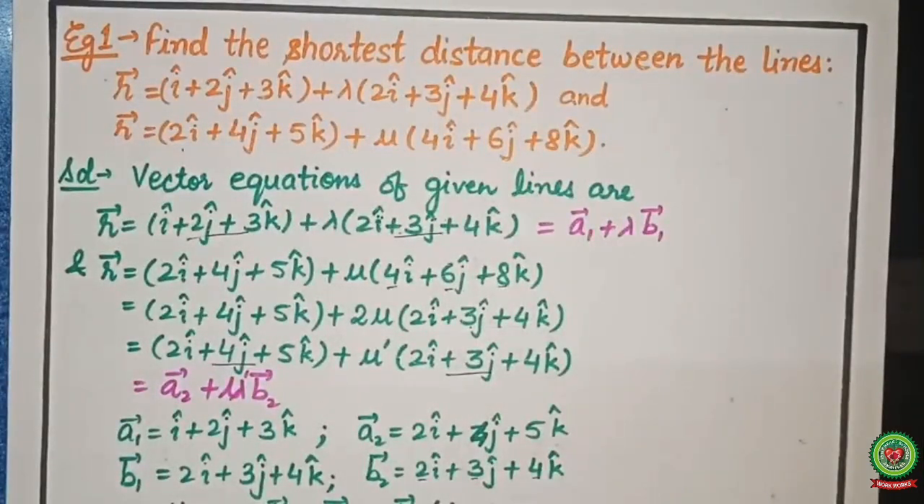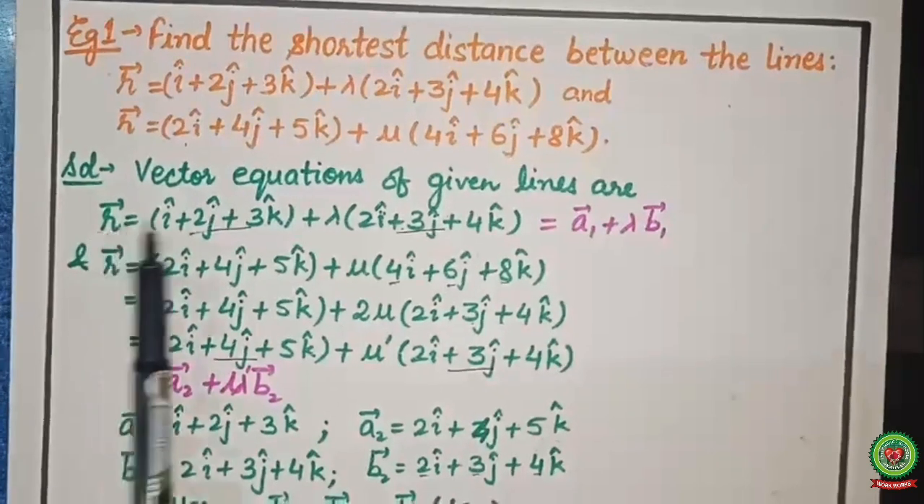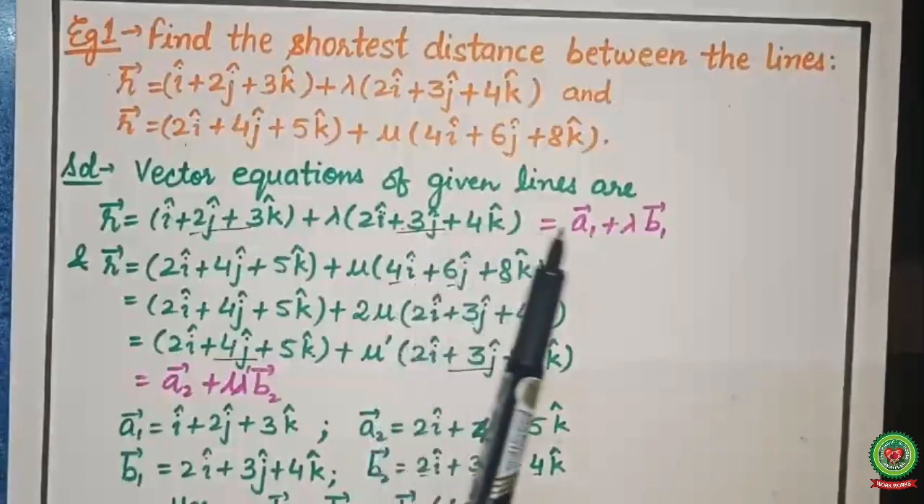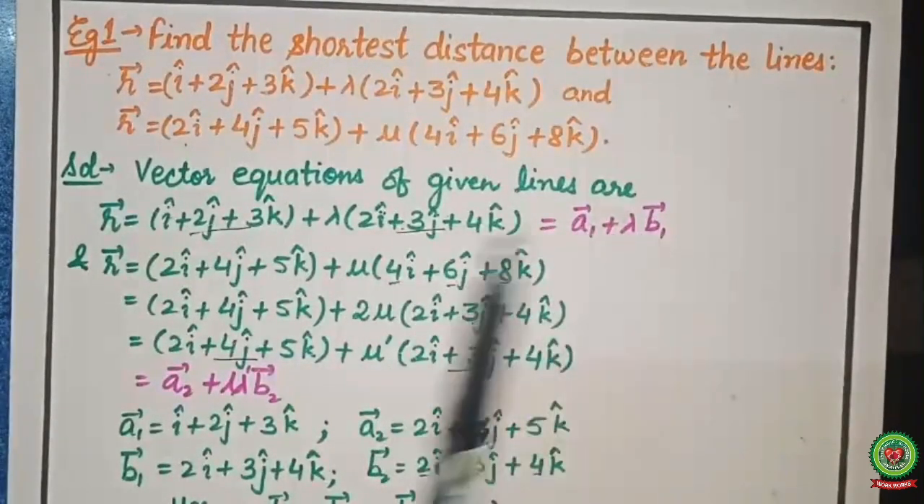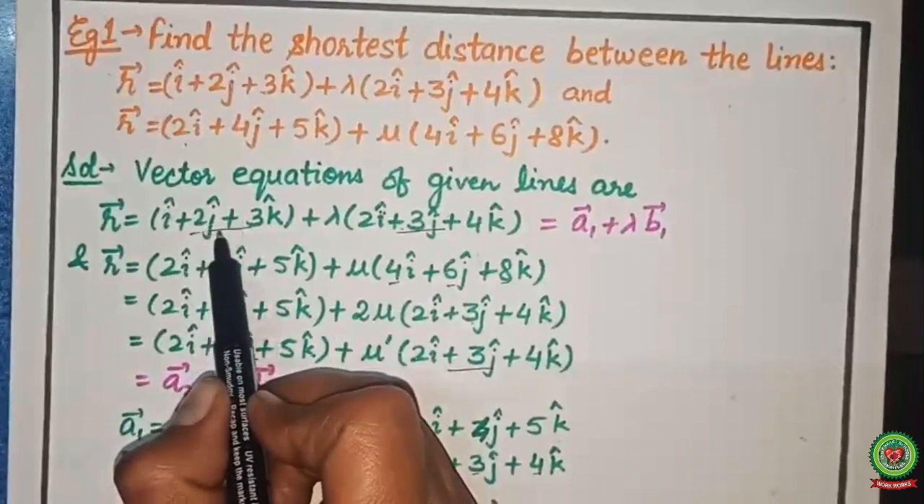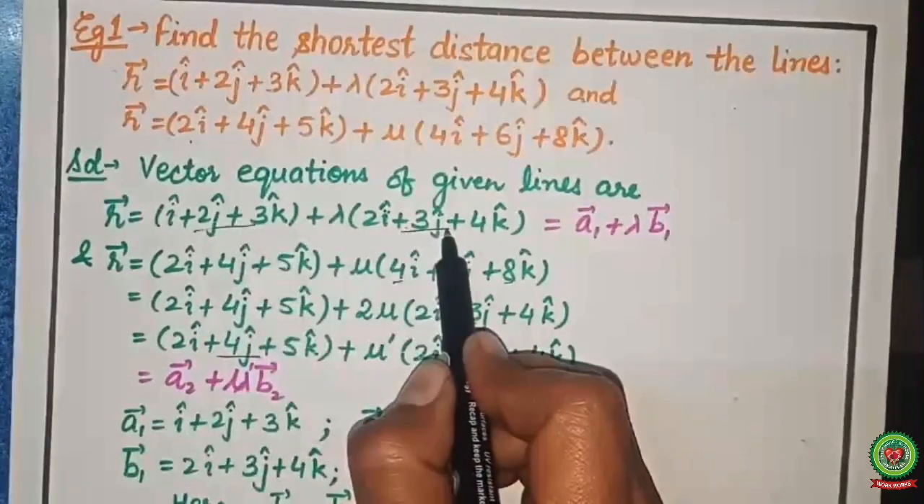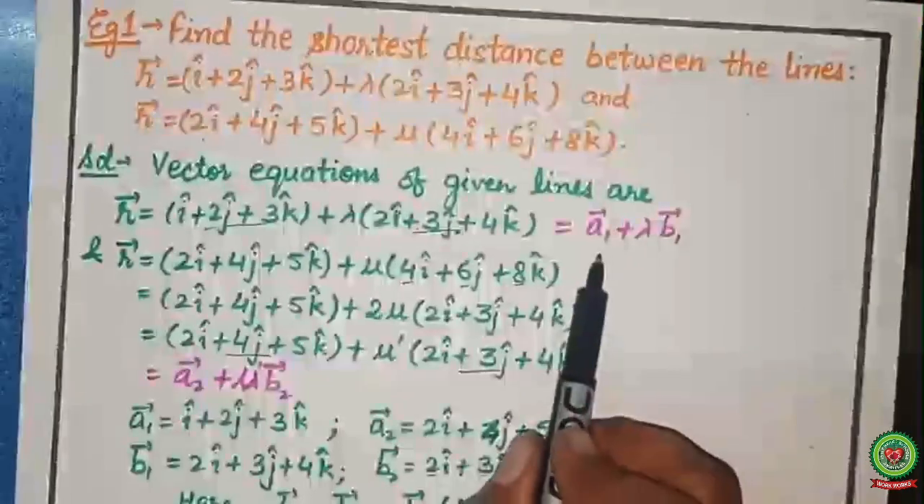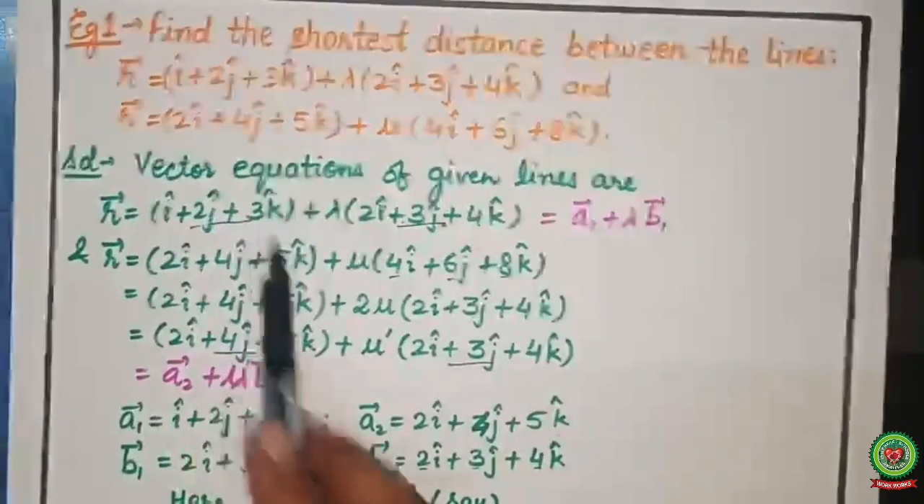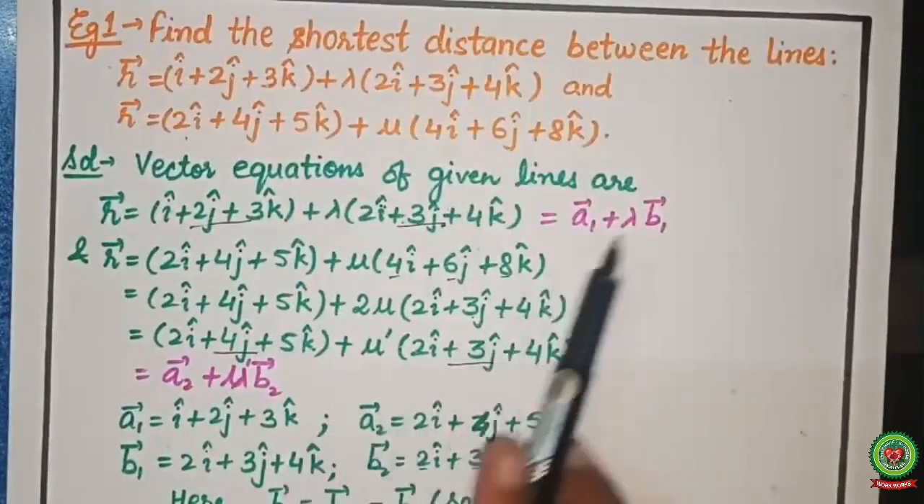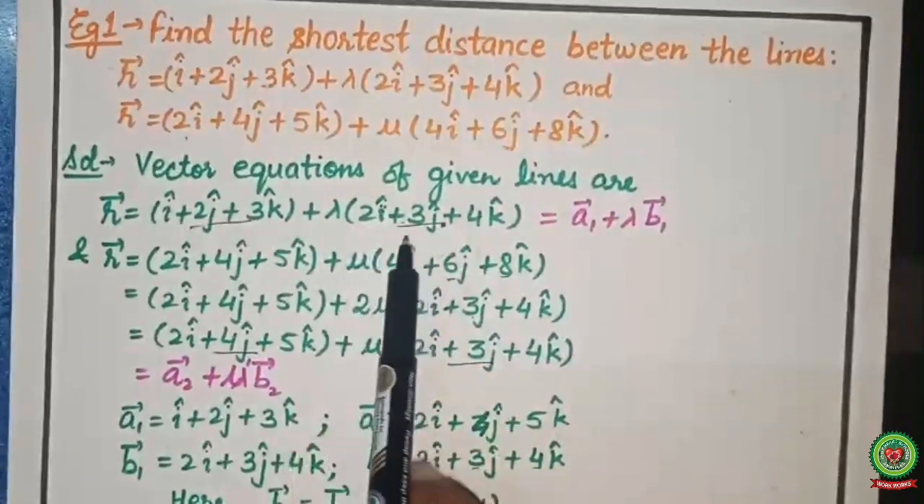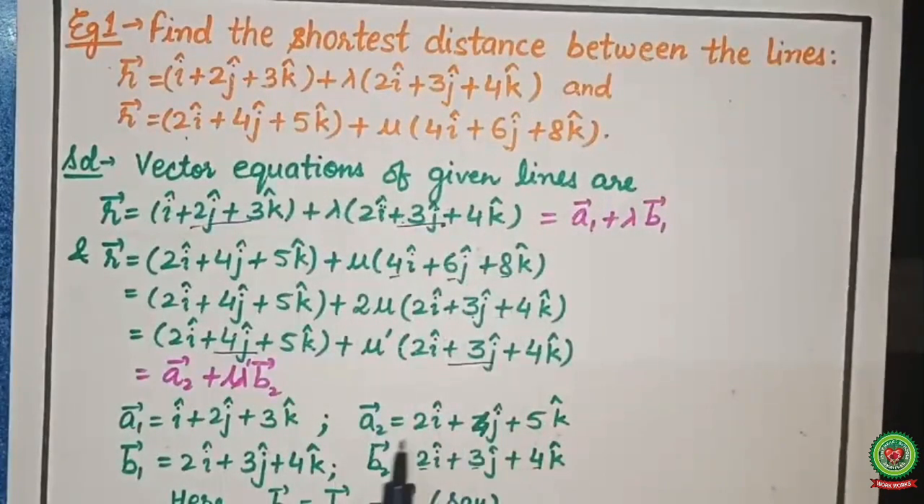Now, whenever the equations of lines are given, firstly we will check which type of lines they are: intersecting lines, parallel lines or skew lines. So first of all, the first equation of line is given. Mark it a1 vector plus lambda b1. This is the passes through point and this is the direction ratios. So the value of a1 is i cap plus 2j cap plus 3k cap, and b1 is 2i cap plus 3j cap plus 4k cap.